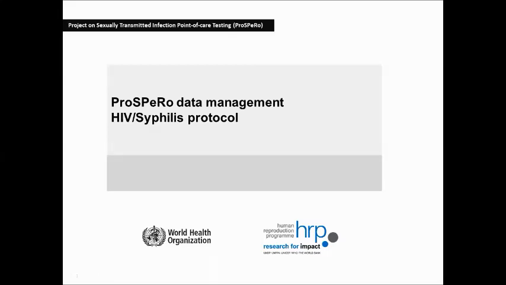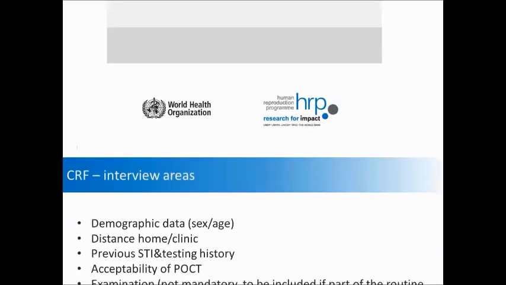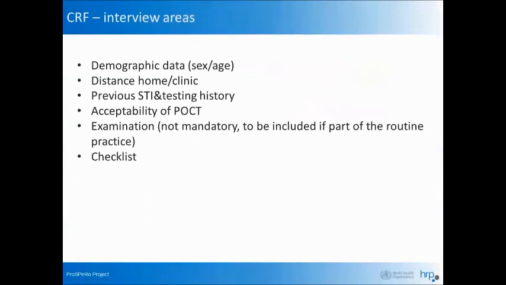This video focuses on the specific elements of the CRFs pertaining to the HIV syphilis protocol. The items on the CRF for this protocol are, in the majority of cases, self-explanatory. The areas covered in the CRF follow the structure of all the study protocols, exploring demographic characteristics of the participant, data on distance from home to clinic, previous STI and testing history, acceptability of the POCT approach, and outcomes of the examination. Once again, let us remind you that the data on the examination are not mandatory unless the examination of the patient is part of your local standard procedure.